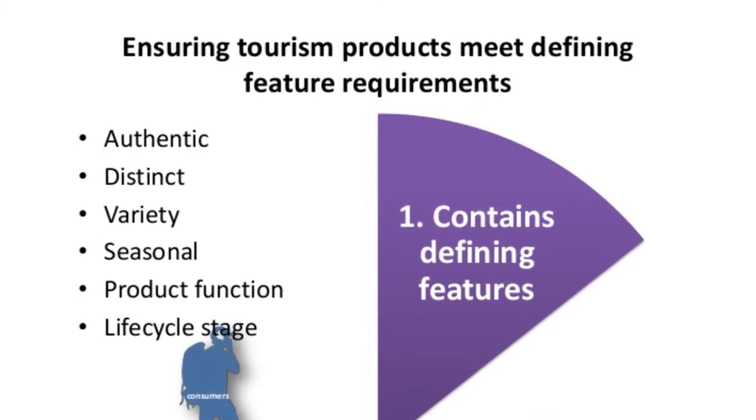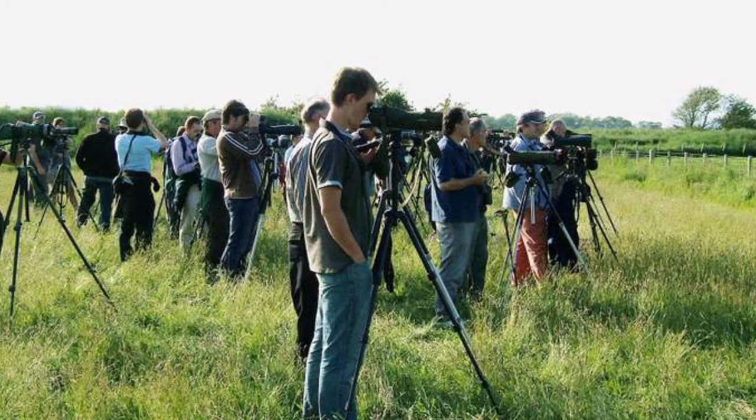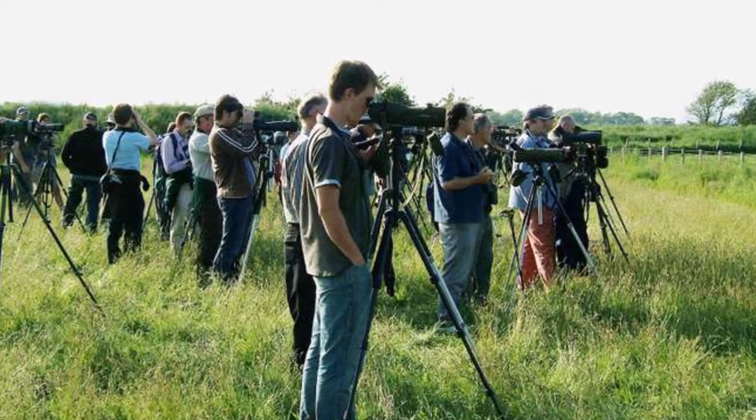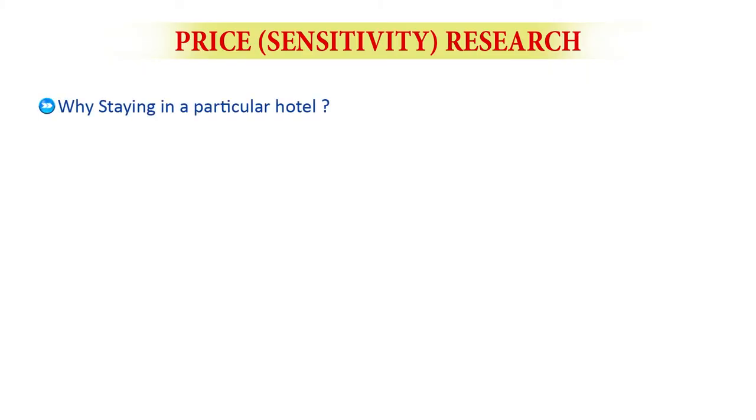When we talk about the product or the price, we try to find out what type of features they require, what type of product they wish for, whether they would like to go for bird watching, wildlife tourism, ecotourism or the camel safari. Those areas are called product related. When we talk about price sensitivity, we try to analyze why people are staying in a particular hotel or property, why they are flying by this airline. Is price important? Is the market price sensitive?